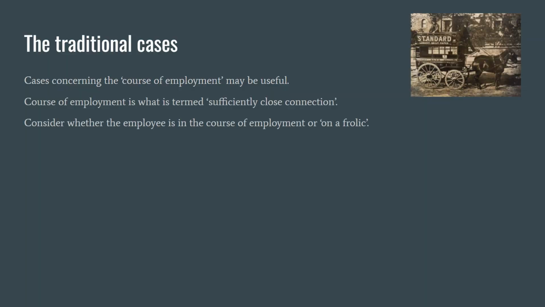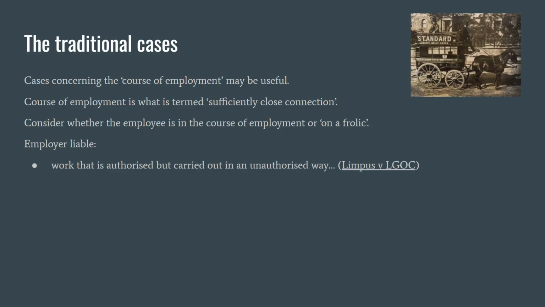It's then very useful to go on to consider the traditional cases. So if you've decided that there is a sufficiently close connection, you should be trying to use a case from the traditional cases to back that up so that you agree with your conclusion as to whether there is vicarious liability. So these old cases sometimes refer to the course of employment instead of sufficiently close connection, but this is effectively what has become sufficiently close connection. And you need to look at these cases considering whether they are in the course of employment or on a frolic of their own to see if you can link one of them back to the scenario.